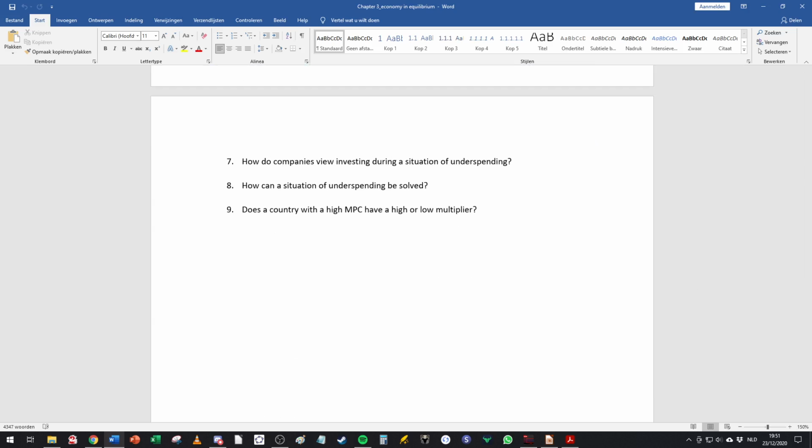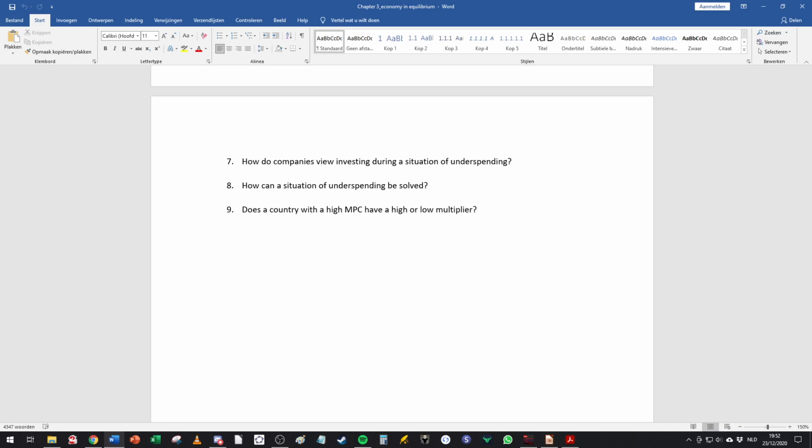How do companies view investing during a situation of underspending? Since companies are producing less product, they will actually be less inclined to invest, right? Because demand is very low. Nobody is going to think about expanding their business because no one will buy the extra produced product, right? So investments will slump, they will slow down, they will be postponed. It's not healthy, once again.